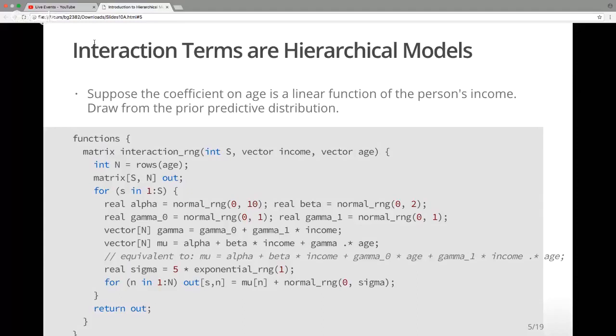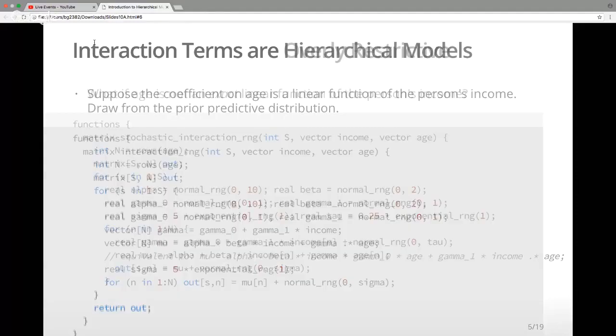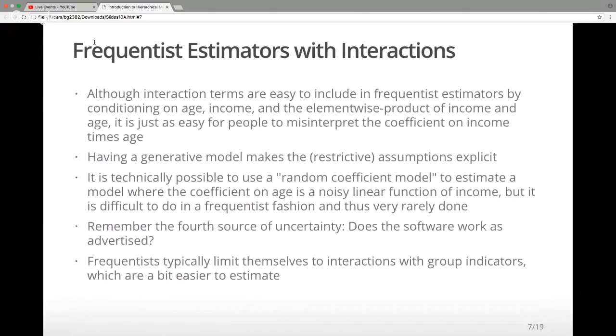But if you think about it this way, that's not commented out, in the context of a generative model, it is pretty clear that you've made an assumption that the coefficient on age, gamma, is a linear function of the person's income, and gamma 1 is the slope of that linear relationship within a linear relationship. And so you're less likely to get confused, even though both of those forms imply the same likelihood function. But having a generative model makes those assumptions explicit, and you're less likely to get confused by your own assumptions.